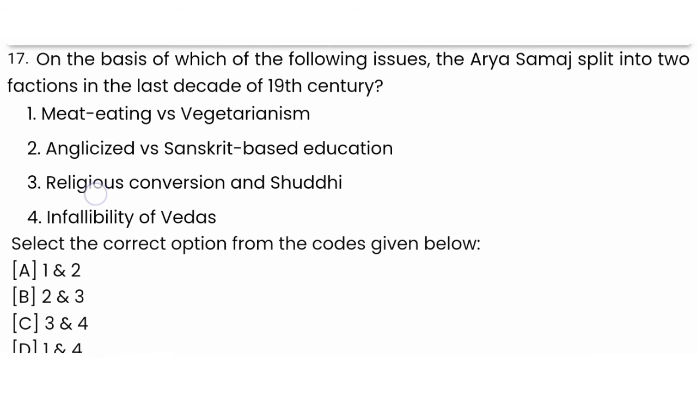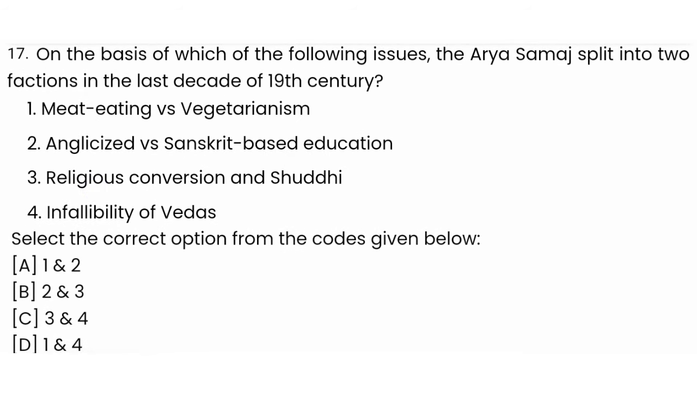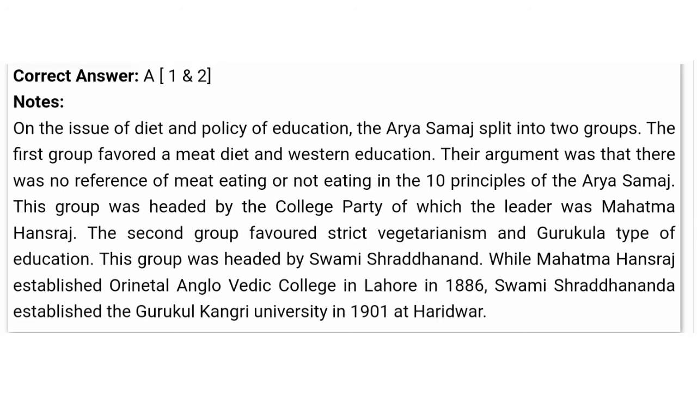Next, on the basis of which of the following issues did the Arya Samaj split into two factions in the last decade of the 19th century? And the correct answer is option number A, 1 and 2. Again and again, I'm telling you, for this explanation, you can pause the video or you can screenshot it for your future reference.